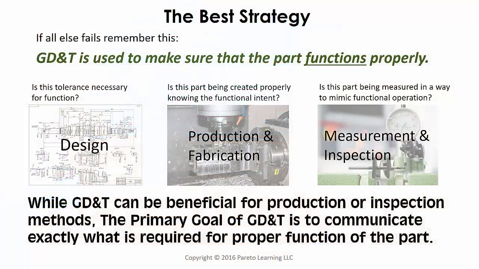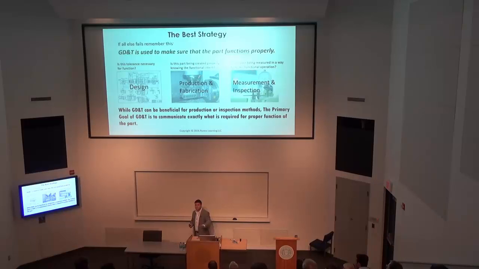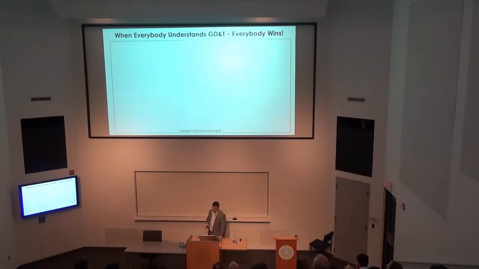While GD&T can be beneficial for production or inspection methods, the primary goal of GD&T is to communicate exactly what is required for the proper function of the part. Doesn't mean there's no room for negotiation. Doesn't mean production can't step in and try to negotiate with you, but you have to come back to function every time. When everyone understands GD&T, everyone will win.